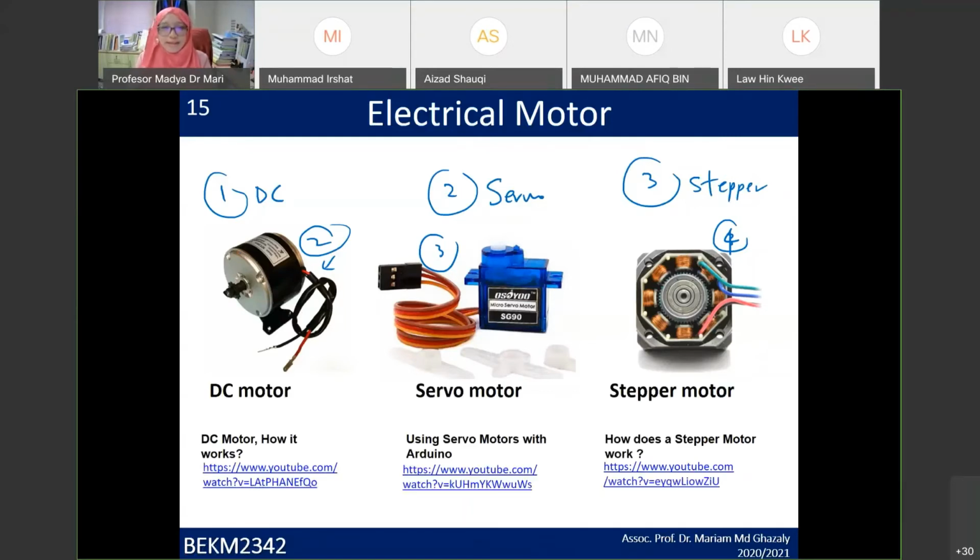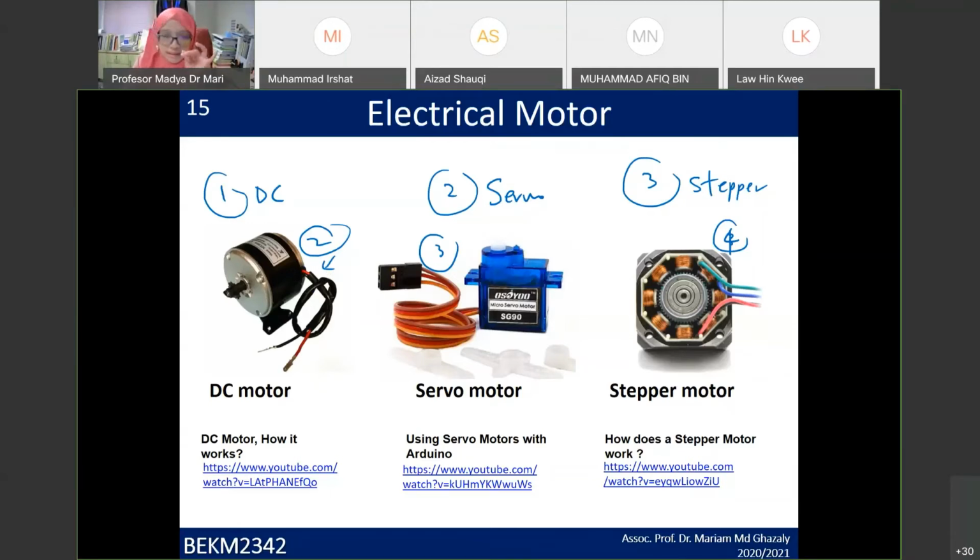So correct? The first one is a DC motor, the second one is a servo motor, and the third one is a step motor. You can differentiate each of these by looking at the wires connected to the motor. The DC motor has two wires: the power, positive and ground. The servo motor has three wires: positive power, ground, and then the control signal.